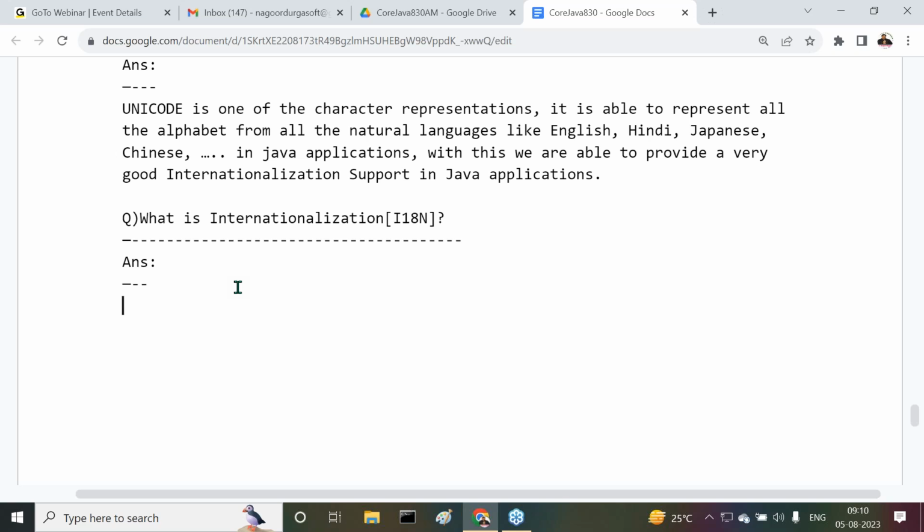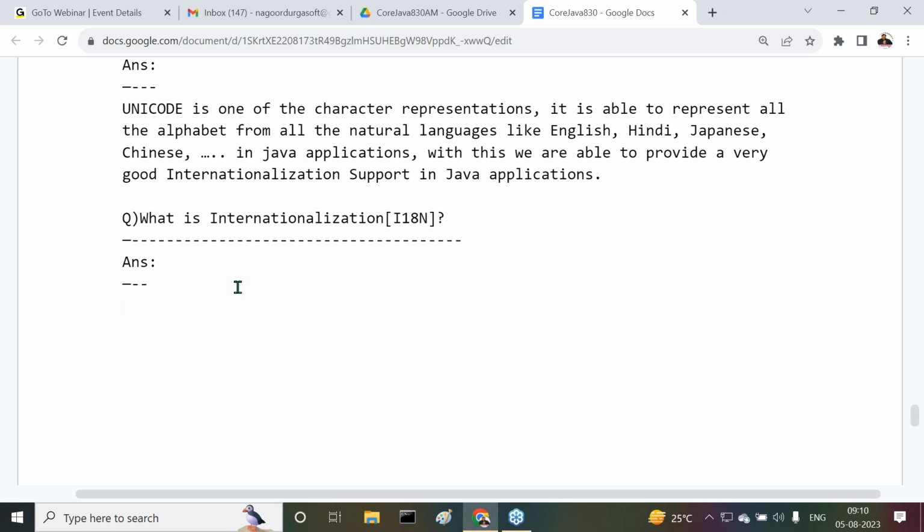Throughout the world, how many languages are available? Thousands, maybe hundreds of languages are available. How am I going to prepare the same product again and again for each and every language? Is it the right solution? It's a time-taking process. Moreover, it's not feasible. It's not the right solution.